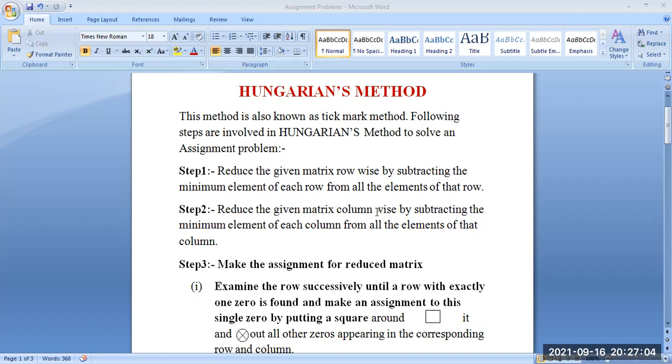Now we reduce the matrix column-wise by subtracting the minimum element of each column from all the elements of that column. Again, after row reduction, what do we do? Now we start column reduction. Column reduction में क्या करेंगे? फर्स्ट कॉलम में मिनिमम एलिमेंट देखेंगे, उस मिनिमम एलिमेंट को सारे के सारे फर्स्ट कॉलम के एलिमेंटों में से माइनस करेंगे, so that we get at least one 0.